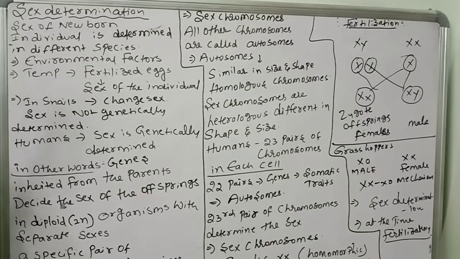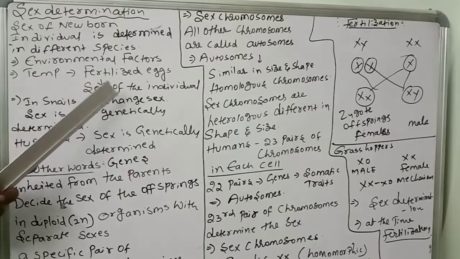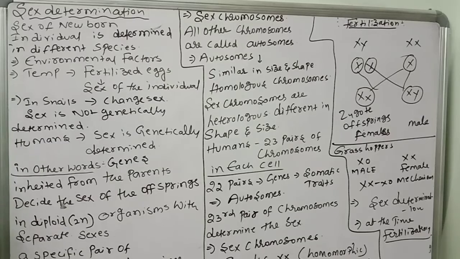Mainly, some species rely entirely on environmental factors, for example temperature. The temperature at which fertilized eggs are kept determines the sex of the individual.